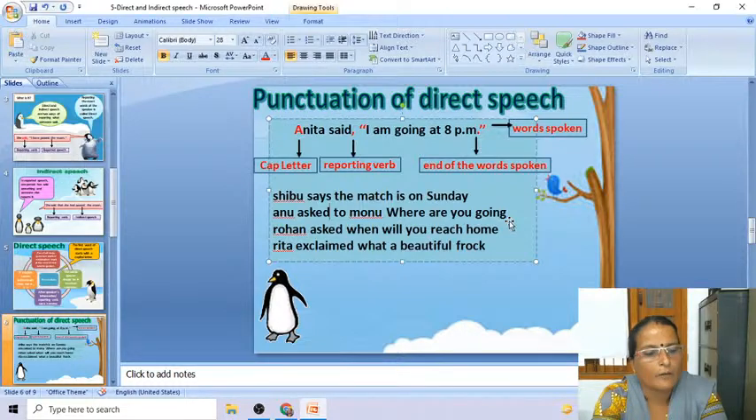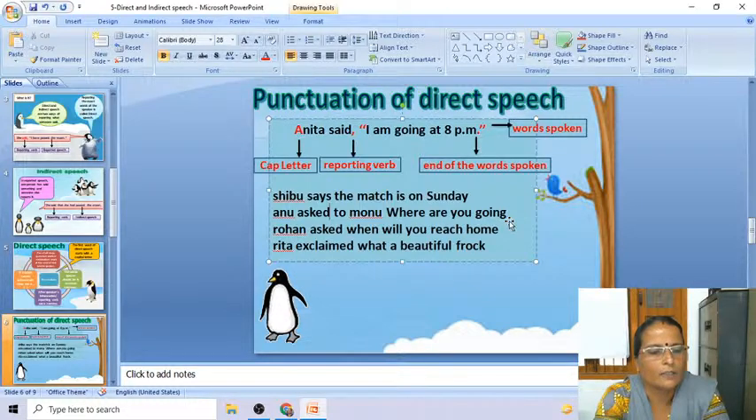Parth, there is a mistake. You see, Anu asked Monu. Asked should be in small letter. Okay. Monu's M should be capital letter. Why? Because it's the name of a person. Okay. Where are you going? After that question mark, then only inverted comma. Okay. Anu asked Monu, where are you going?